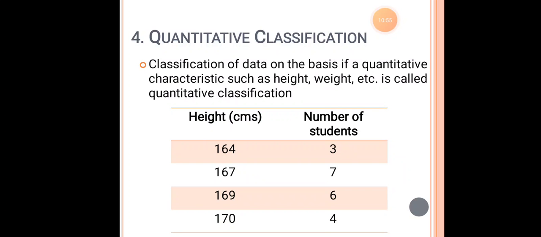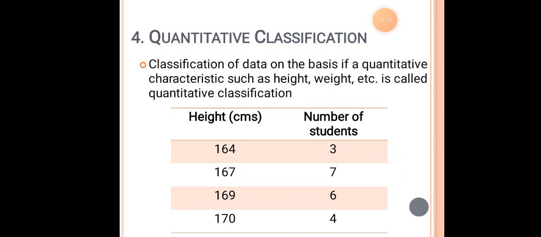So the classification of data on the basis of quantitative characteristics such as height, weight, etc. is called quantitative classification. When I say quantity, for example, I need a kg of tomato, so that is based upon the quantity. But what about quality?